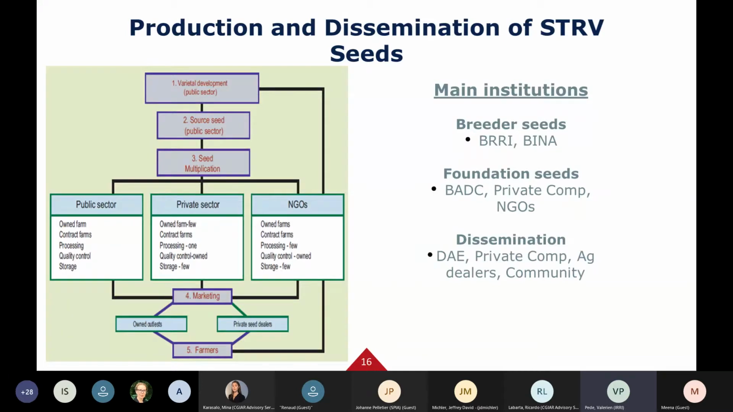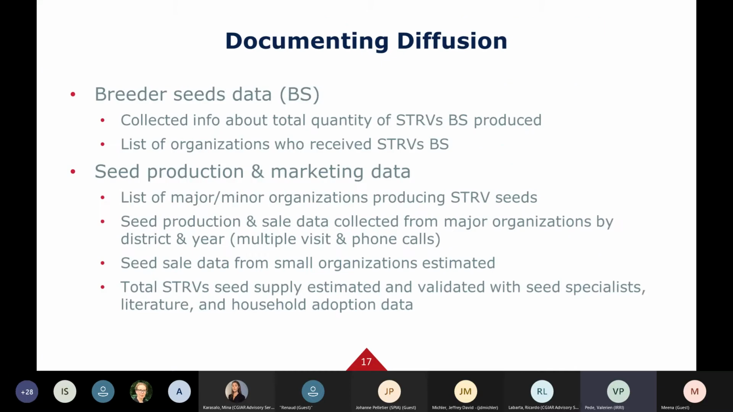And from the breeder seed, the foundation seed are obtained, and there are other organizations now involved in the multiplication, and then later on the dissemination is ensured by organizations like the Department of Agricultural Extension, some private companies, some agricultural dealers, and also some farmers' associations. So that is briefly how the process of production and dissemination works.